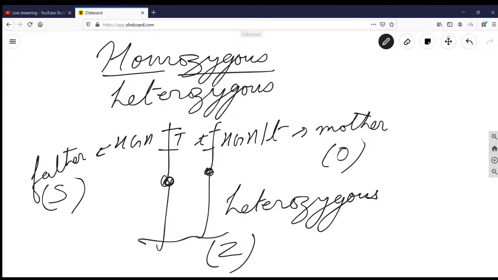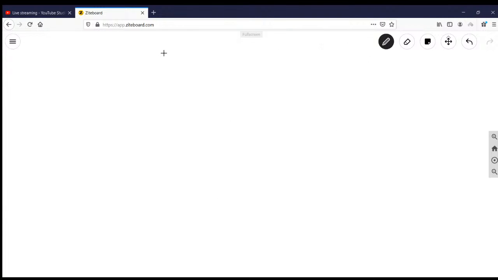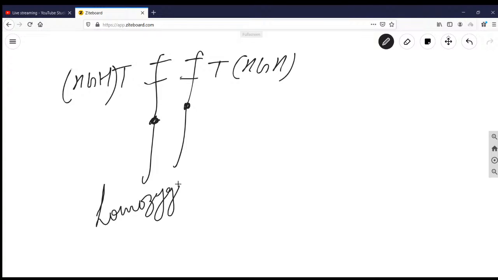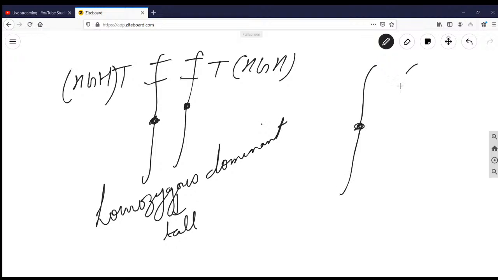suppose you get capital T, capital T, which means both the alleles have high quality HGH, coming from father and coming from mother. This will be known as a homozygous state, and this is homozygous dominant. So under no conditions will it become a dwarf, it will always be tall if you have this condition.